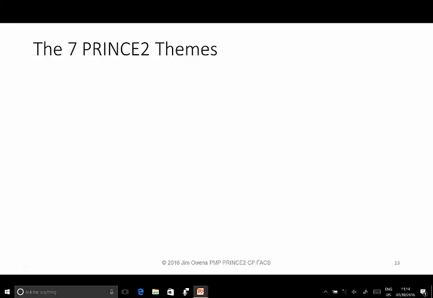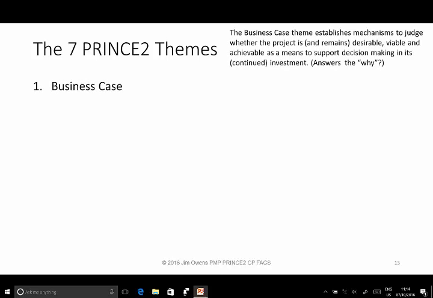The 7 PRINCE2 themes. Theme number 1, the business case. The business case establishes mechanisms to judge whether the project is and remains desirable, viable and achievable as a means to support decision making in its continued investment. It answers the question why. Why are we doing this? Why are we doing this way?